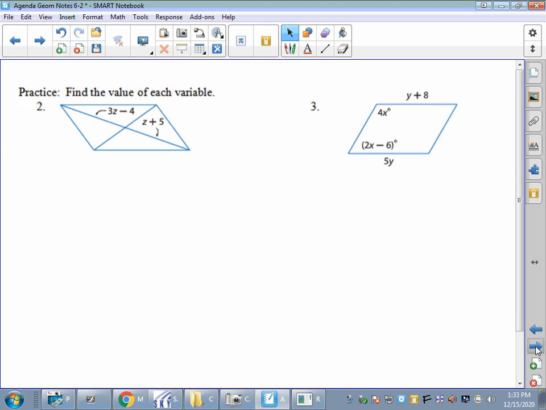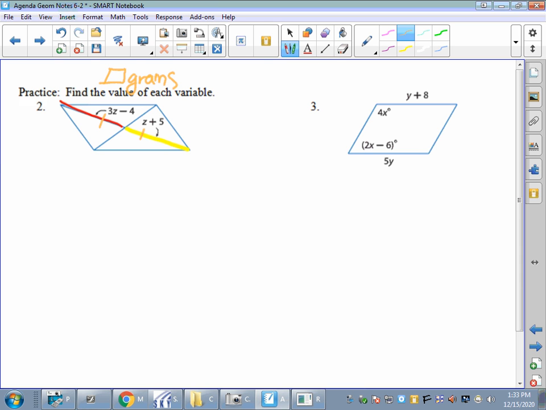So find the value of each variable. Number 2, I put in a problem that had diagonals in it. So I've got a 3z minus 4 and a z plus 5. I've got little arrows showing that the 3z minus 4 is on this part. The z plus 5 is on this part. Those happen to be diagonals of that parallelogram. I should have said that these are parallelograms.